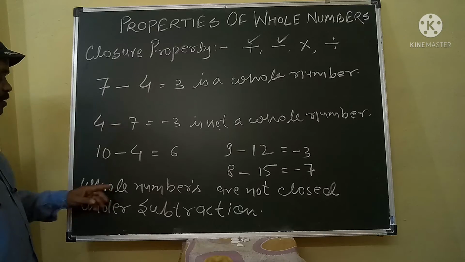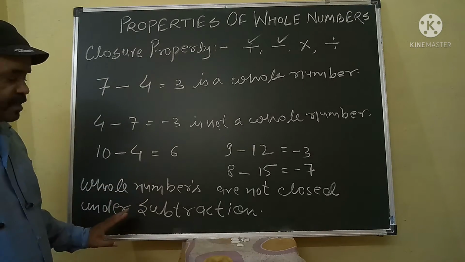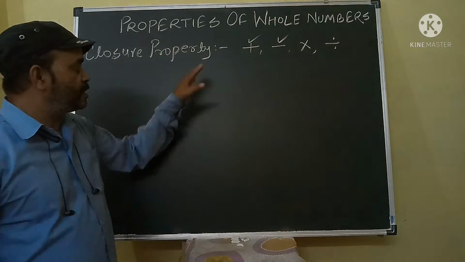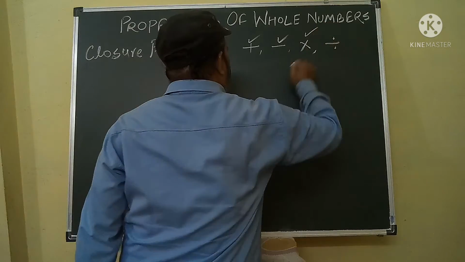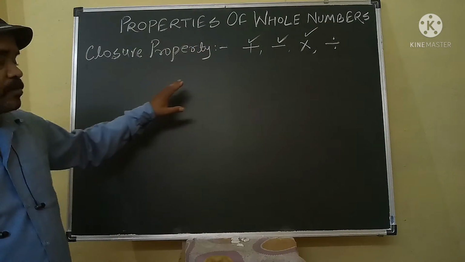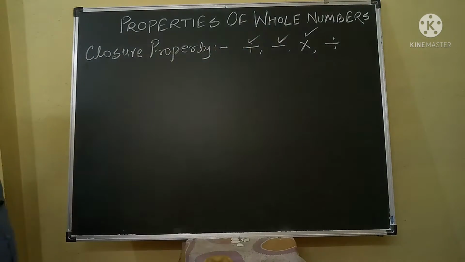Okay, whole numbers are not closed under subtraction. Next, we will discuss the closure property on multiplication.